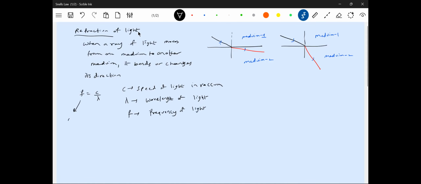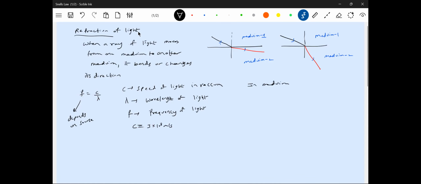This frequency depends on the source. The source which generates the light determines the frequency, whereas the speed of light and the wavelength of light depend on the medium. In vacuum, the speed will be equal to c, approximately 3 into 10 to the power of 8 meters per second. Depending upon the particular spectrum, light will have different frequency and the corresponding wavelength.